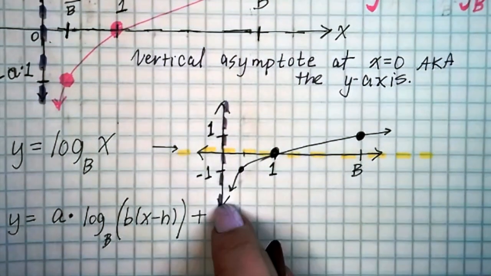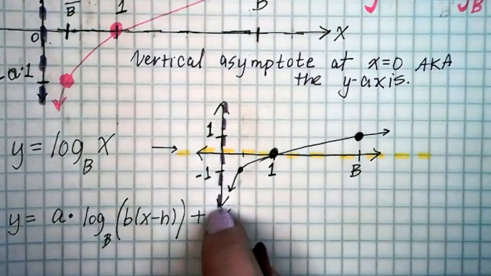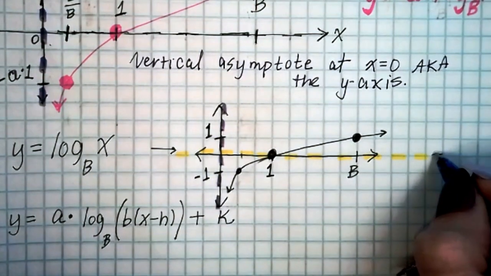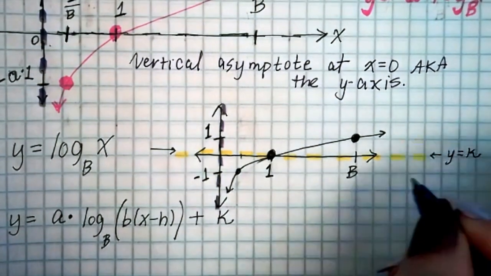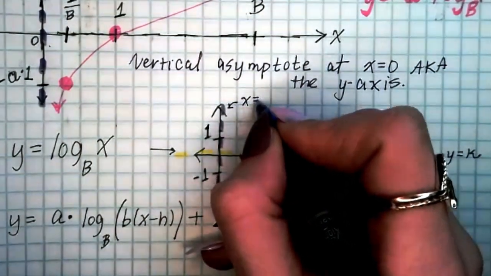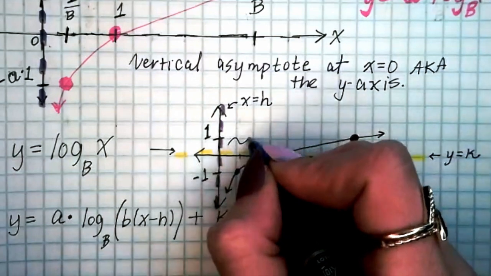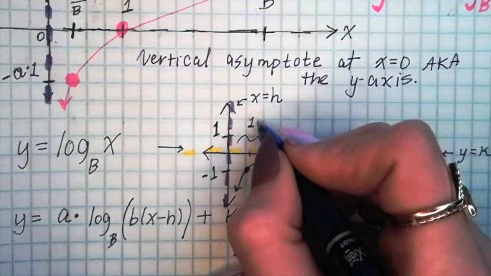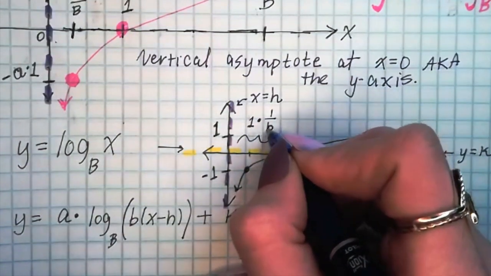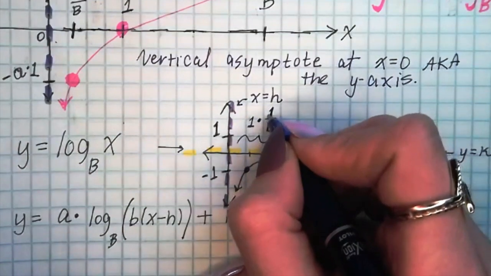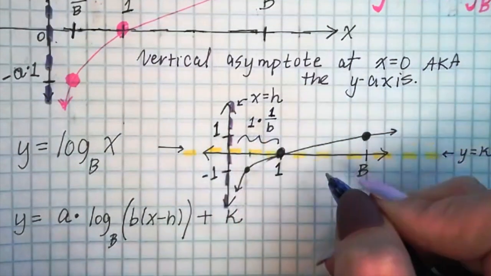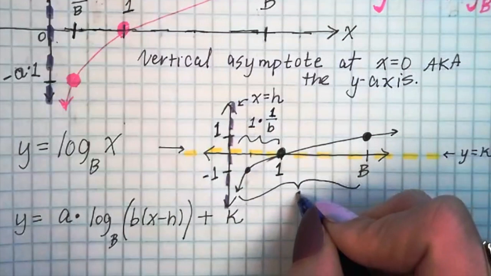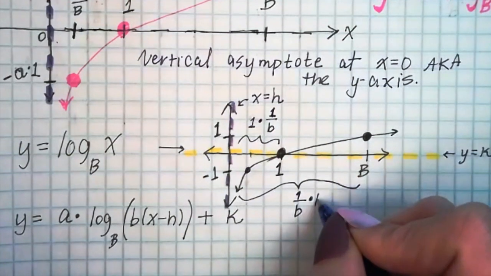The equation of your vertical line is x equals h. The equation of the yellow dashed line to help us draw it is always y equals k. This is always y equals k. That is always x equals h. This is always 1 unit away unless there's a b there. So then it's times the reciprocal of b, since b is your horizontal stretch or compression. That's that distance always out there. This distance here works the same way. 1 over b times the base.